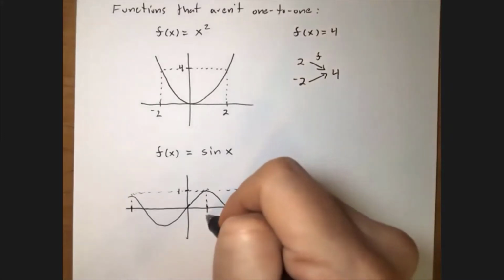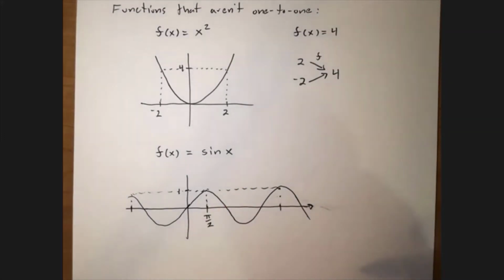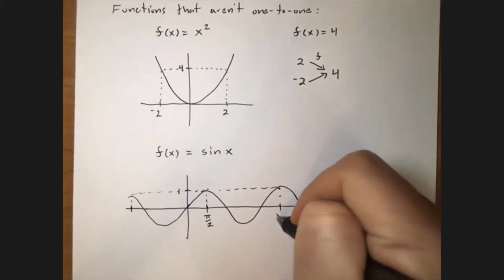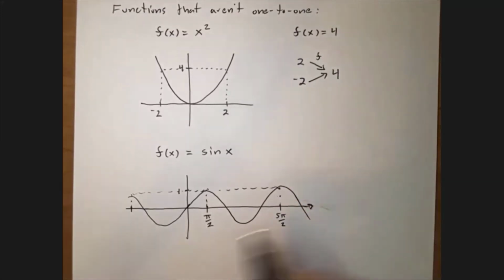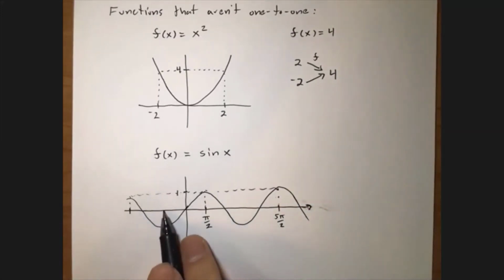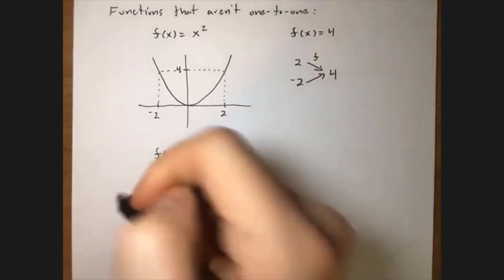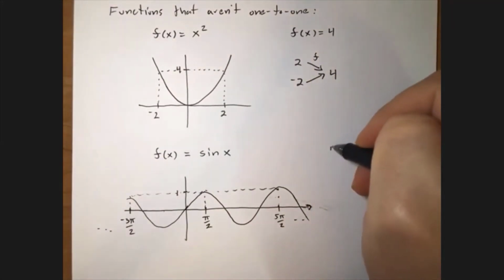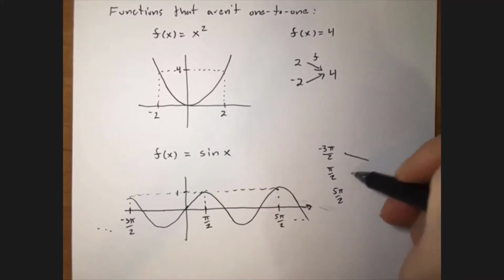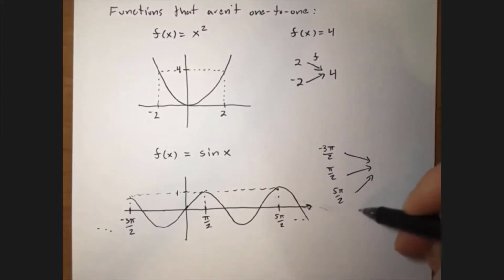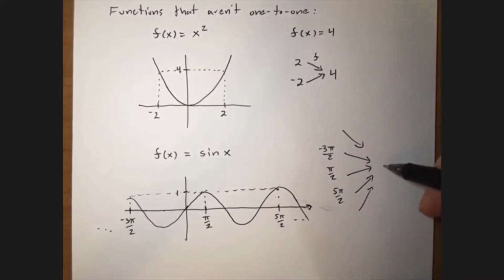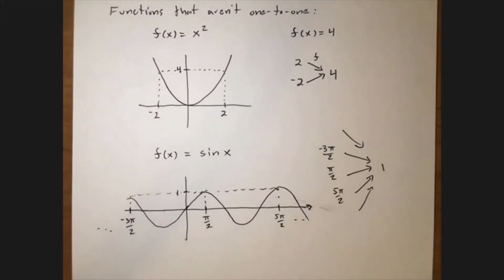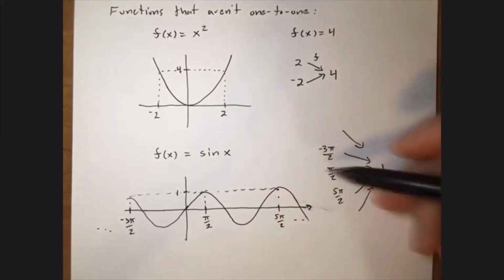What are these numbers? Well, this is pi over 2, 5 pi over 2. This one, let's see, it's minus pi over 2, minus pi, minus 3 pi over 2. There's lots of them. So all these numbers, and there are more, right? They all get sent to 1. So it's not a 1-to-1 function, it's infinite to 1.